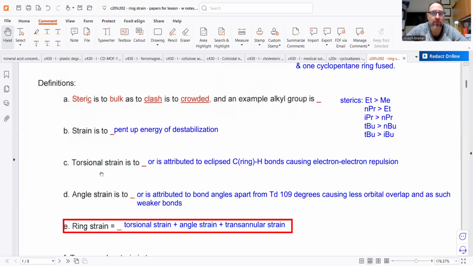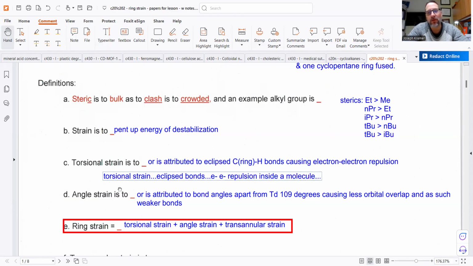I'll rephrase my definition for you. Torsional strain. Sometimes the fewer words in a definition, the better. Torsional strain: eclipsed bonds. We're invoking eclipsed bonds. Electron repulsion inside a molecule. Intra, that means inside one molecule. Repulsion.